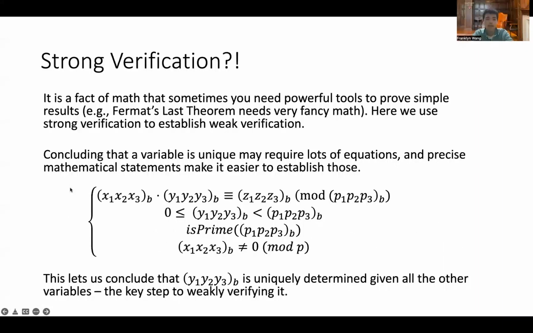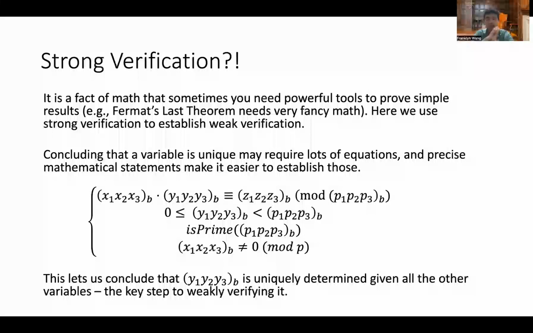So I mentioned earlier that we can show that ECDSA is weakly verified, assuming the strong verification of these other circuits. And this actually might seem strange. Strong verification feels like it's in an entirely different ballpark than weak verification. So why is this useful?